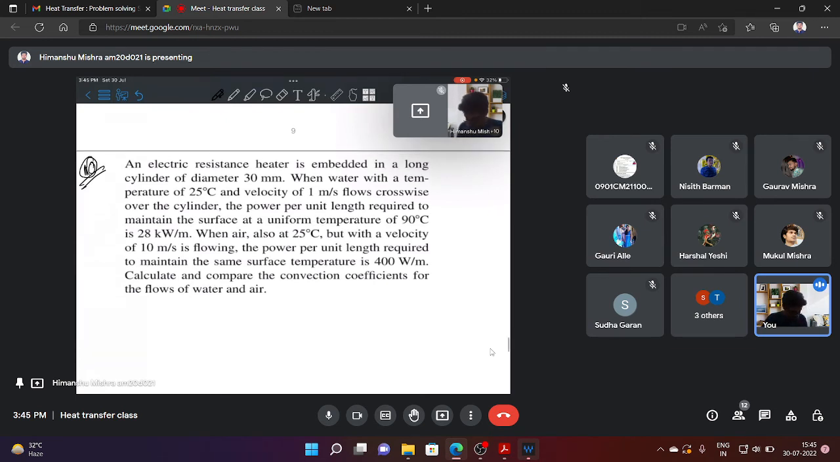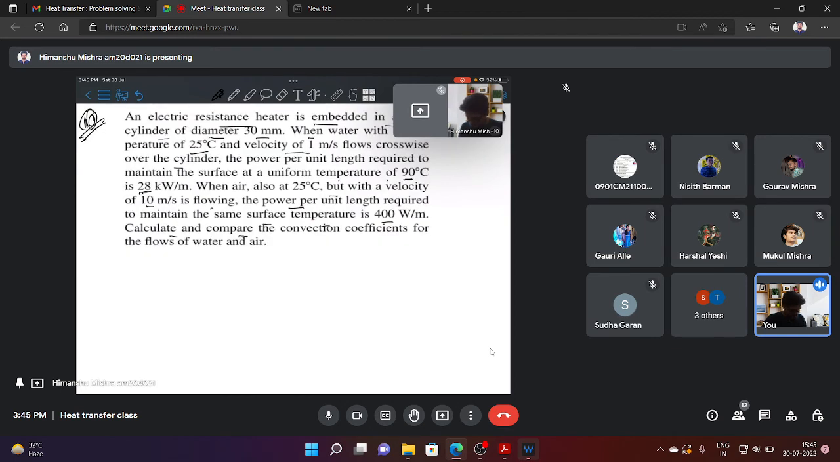So the question says that the electric resistance heater is embedded in a long cylinder of diameter 30 mm. When water with a temperature of 25 degrees Celsius and a velocity of 1 meter per second flows crosswise over the cylinder, the power per unit length required to maintain the surface at a uniform temperature of 90 degrees Celsius is 28 kilowatts per meter. When air, also at 25 degrees Celsius but with a velocity of 10 meters per second, is flowing, the power per unit length required to maintain the same surface temperature is 400 watt per meter. So calculate and compare the convection coefficient.